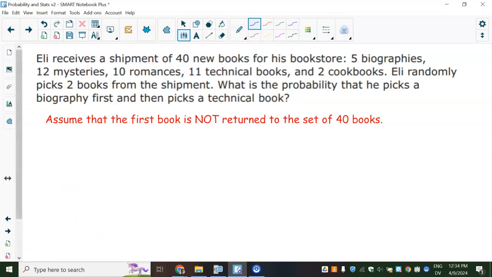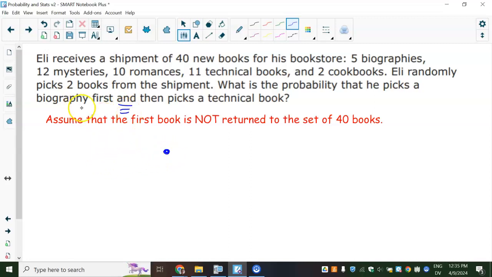Is that probability there? Okay, read over this one and then watch the solution. Please note that we're not putting the book back. You're taking one and then taking another one. Okay, so this is what is the probability that he picks a biography and a technical book, and then picks a technical. So basically we're going to multiply because this is an and.